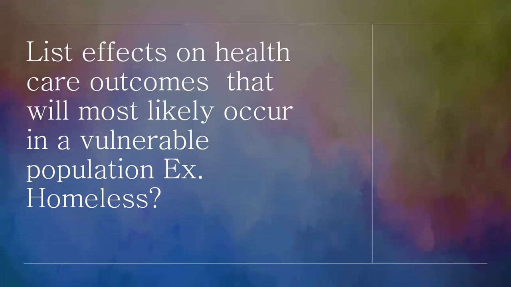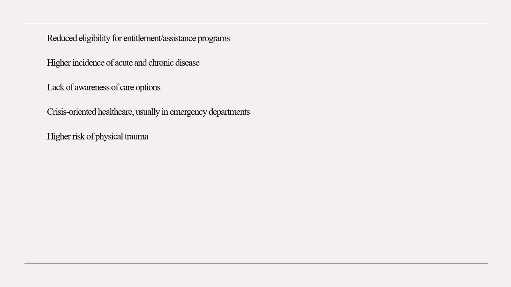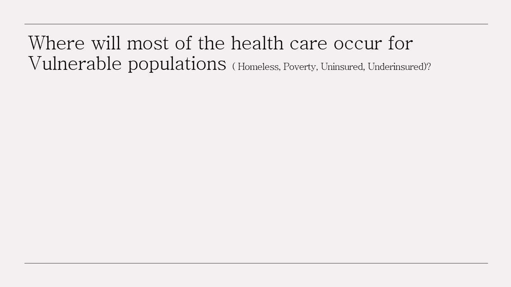What are the effects on healthcare outcomes for vulnerable populations? Many times you have to have an address when you're filling out applications for resources. So that in itself, not having a permanent address, decreases a person's eligibility for assistance programs. There are higher incidences of acute and chronic diseases. Most of the time, they don't even know about the options that are available. And usually they seek healthcare in the emergency departments. And they're at higher risk for physical trauma and abuse.